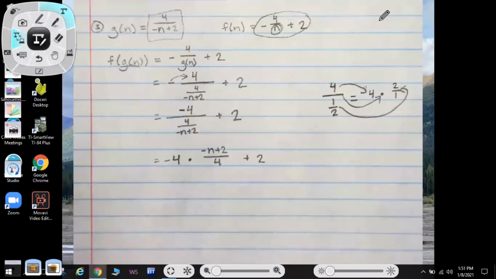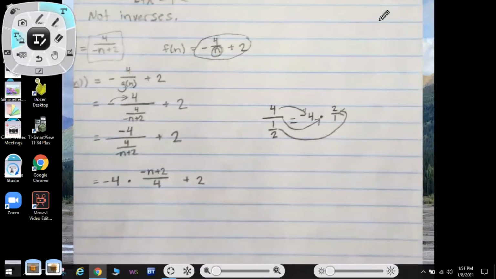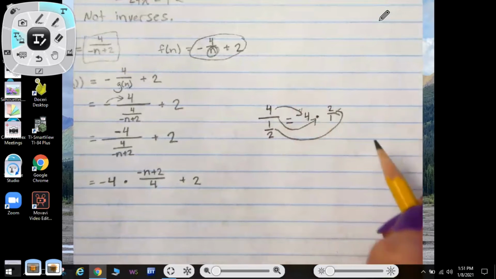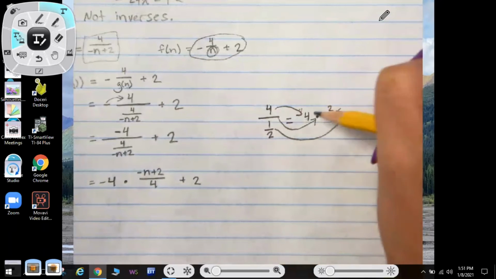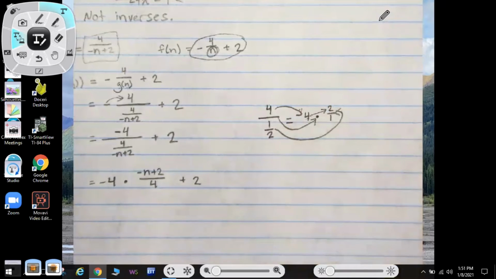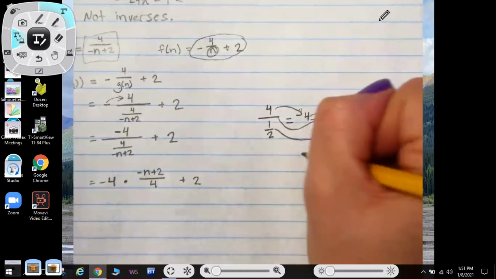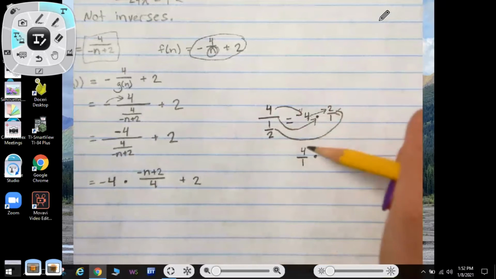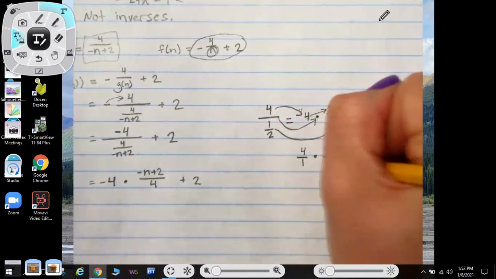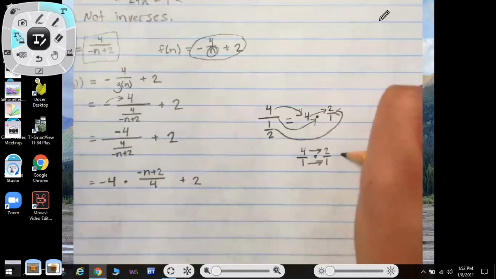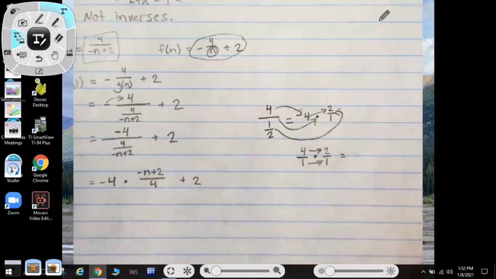Okay, from here, let's go back to our more simple example. 4 times 2/1. When you're multiplying a whole number times a fraction, the whole number gets multiplied to the numerator. And it works that way because we could write 4 as 4/1. So technically here we have 4/1 times 2/1, and we would just multiply straight across. Multiply numerators, multiply denominators.